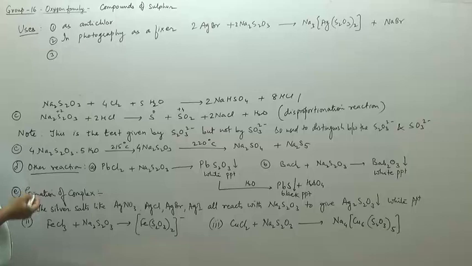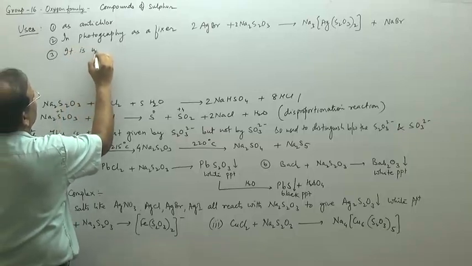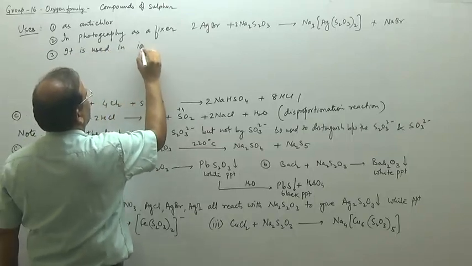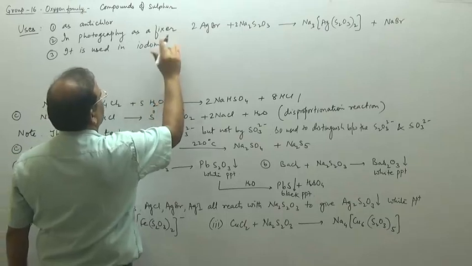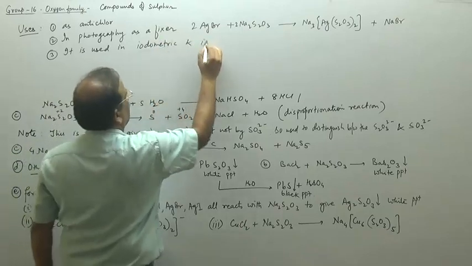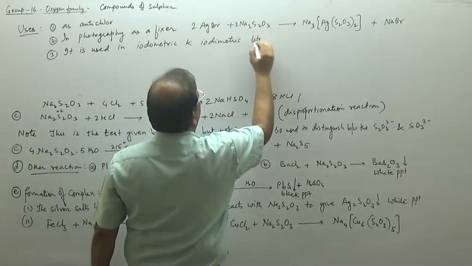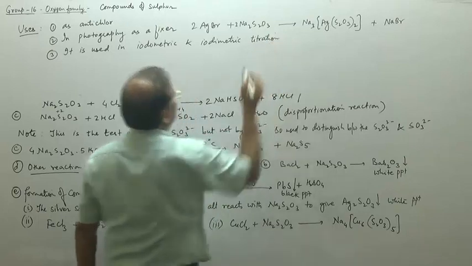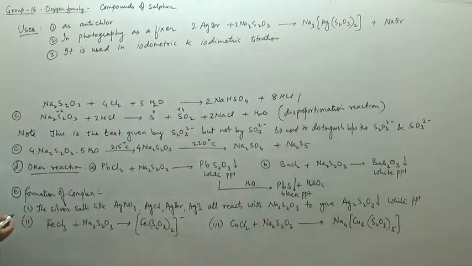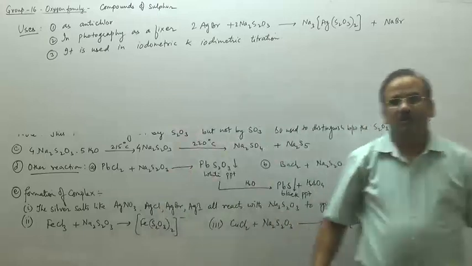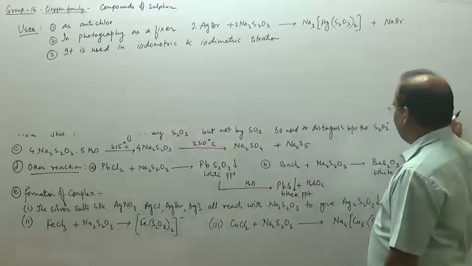Then we can write that it is used in iodometric and iodimetric titrations. So it is used in titration reactions. That is how we can write it. So these are the uses of sodium thiosulfate.